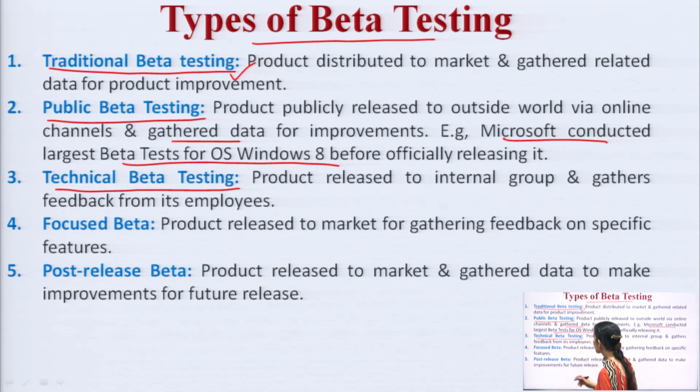Then the fourth kind of beta testing is focused beta. Focused beta says that the product is released to the market. The aim of releasing it to the market is to gather feedback on specific features, not on all. We are focusing on some special features, as the name suggests, focused beta.